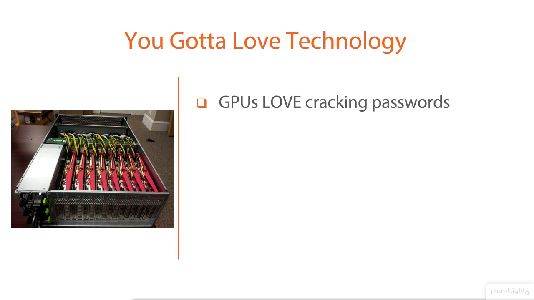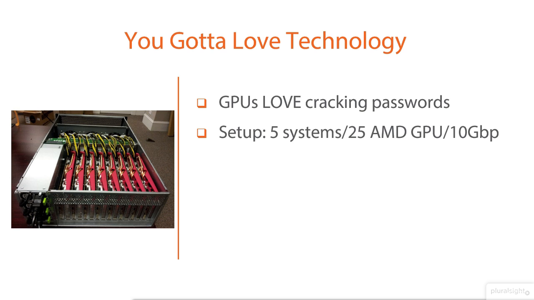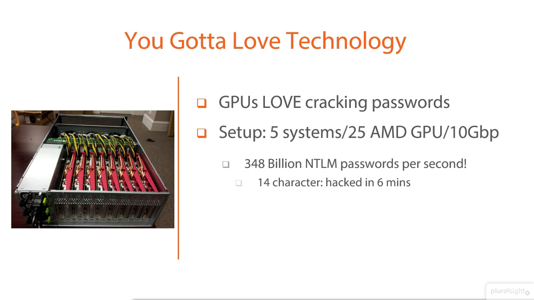This particular research project, they went through and set up 5 of these systems. They had 25 AMD GPUs, and between the 5 systems, they were connected at 10 gigabit. Guess what? We don't have to do rainbow tables anymore. With this system, brute force, this cluster went through 348 billion NTLM passwords per second. What this means is that a 14-character password took only 6 minutes to hack.